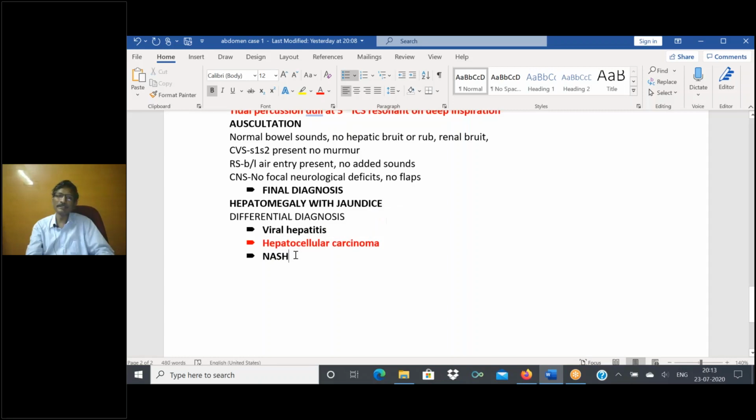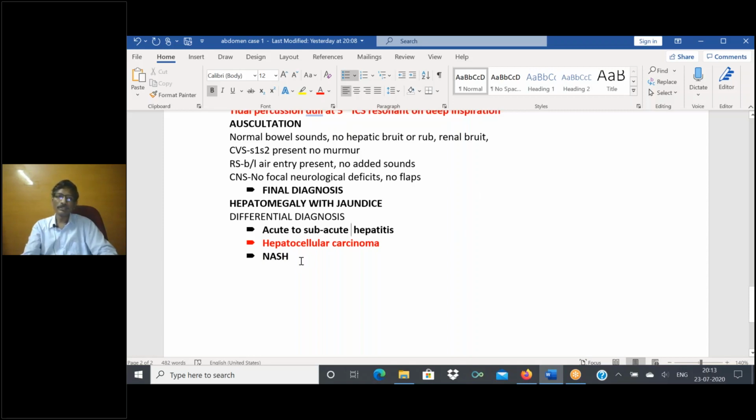NASH plus or minus, it all depends on how you discuss. I cannot rule out NASH definitely, but definitely you can tell, don't tell it's viral. You can tell acute to subacute hepatitis. If you want, you can tell subacute alone and you give a differential diagnosis for the subacute.